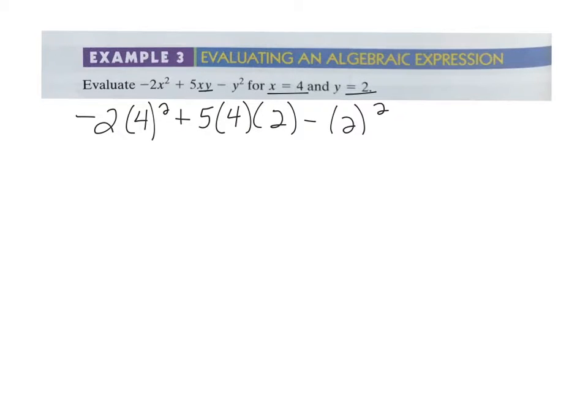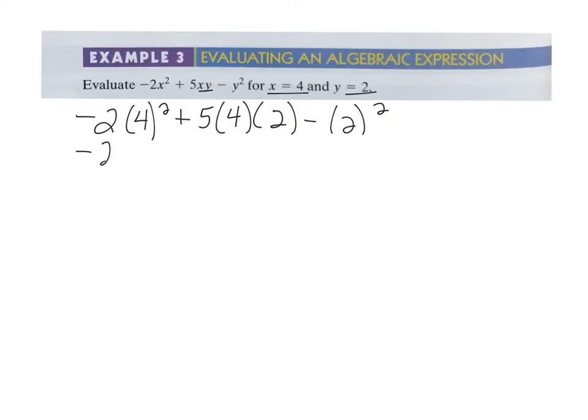Again, here in example 3, all we're going to do is plug in and work out, but here you have two different variables that you're plugging in for. So I'm going to do -2 times, in the place of x, I'm going to plug 4. So -2 times 4 squared plus 5 times, in the place of x, I'm putting 4, times, in the place of y, I'm going to put 2 minus 2 squared.